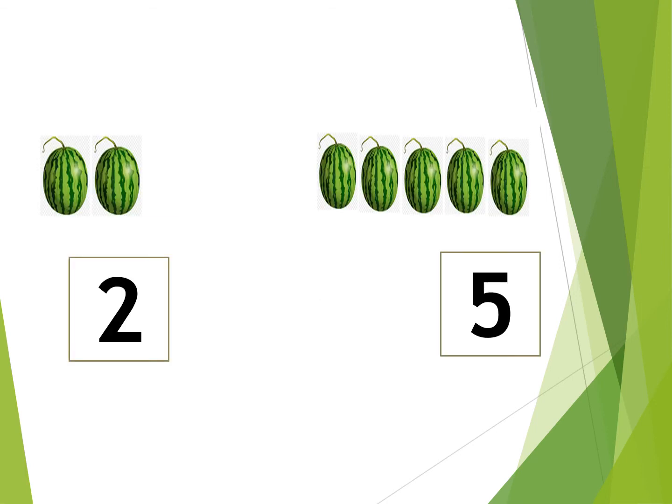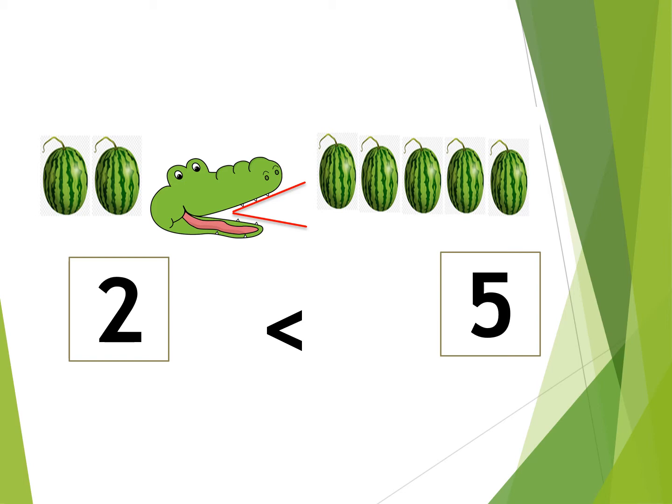Now, there are some watermelons over here. There are 2 melons and 5 melons. Again, the alligator is feeling hungry. And what is the secret again? The alligator wants to eat the bigger numbers. So, which one is the bigger number now? Yes, it is 5. So, the alligator will eat all the 5 watermelons. See near the mouth, the symbol. The mouth symbol itself will be written here in between 2 and 5. And it is read as 2 is less than 5.